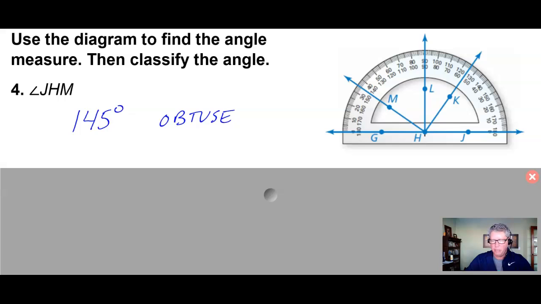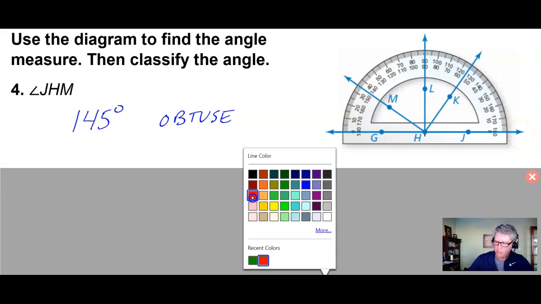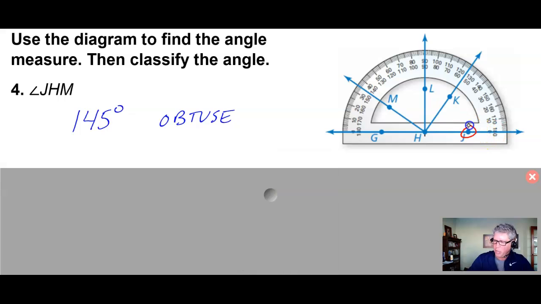All right, JHM, and just last one here. If I have this angle right here, JHM, so I'm looking at this angle. Once again, the flat part is on this side, so I'm going to start on this, and it's increasing as I go, so I'll stay with the inner numbers, and it takes me all the way to 140, and then halfway to 50, so that is 145 as written.